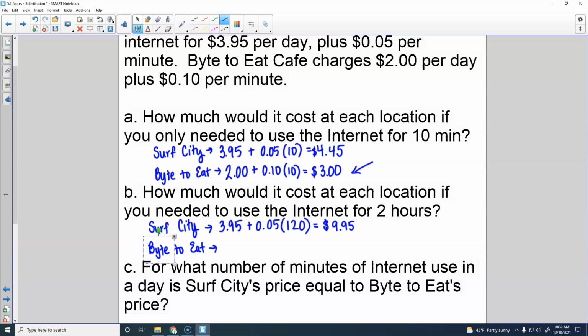So same thing we did up here, but our 10 just turned to a 120 because our amount of time has changed, right? For the Bite to Eat, somebody besides Vince, tell me what to do. Jada?